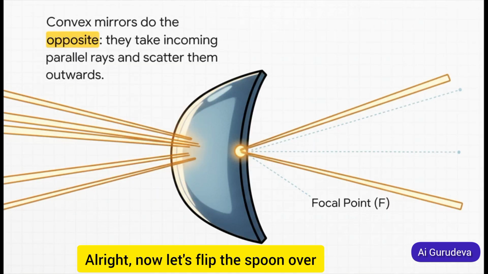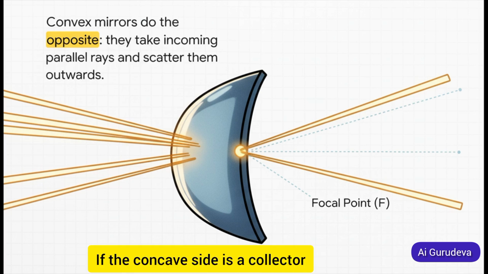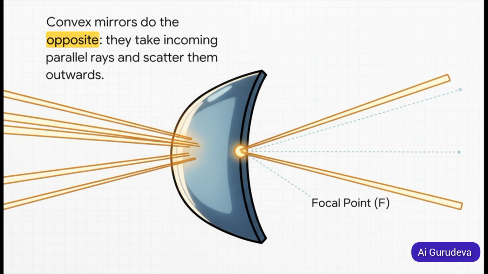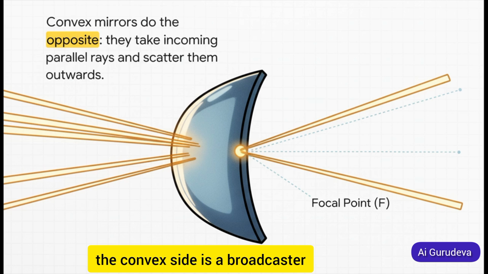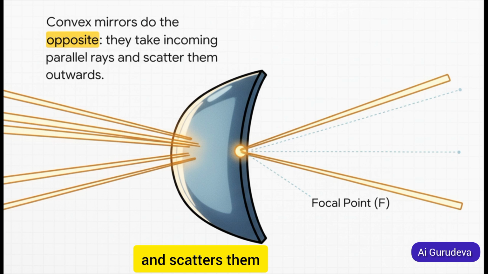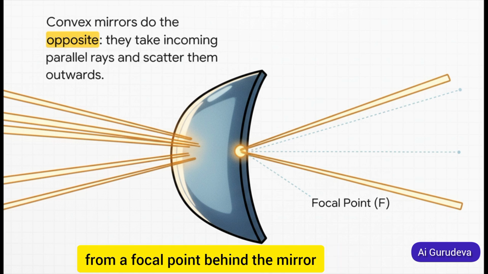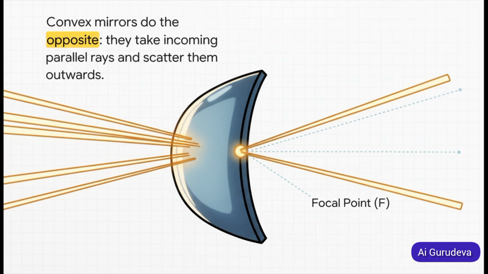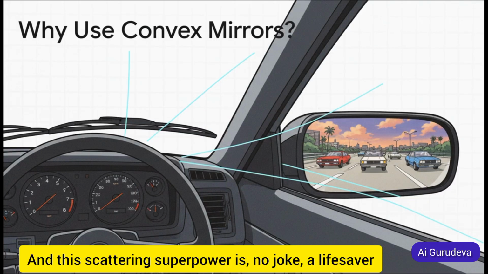All right, now let's flip the spoon over. If the concave side is a collector that focuses light to a point, the convex side is a broadcaster. It takes all those incoming parallel rays and scatters them, spreading them out and making them look like they're coming from a focal point behind the mirror.